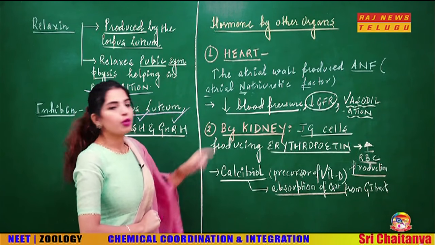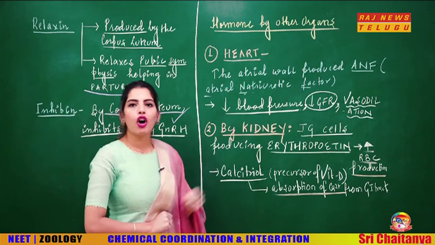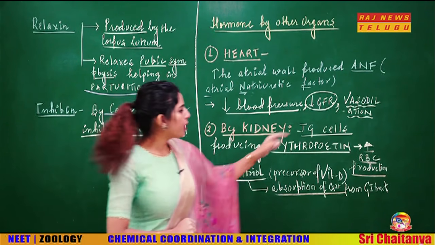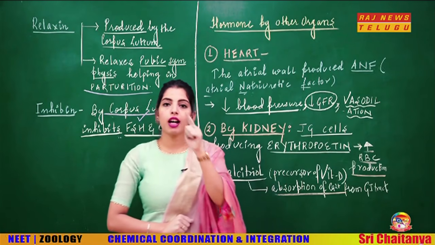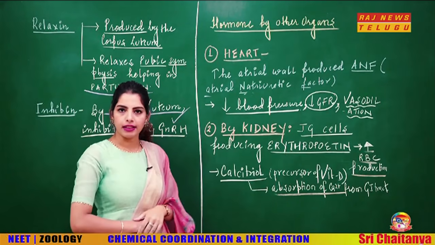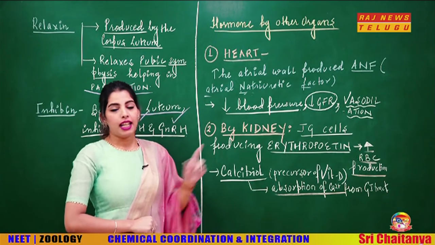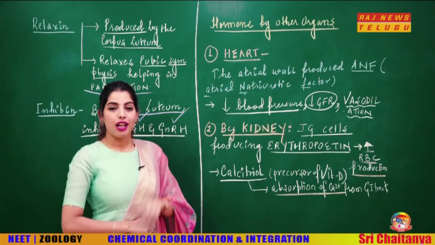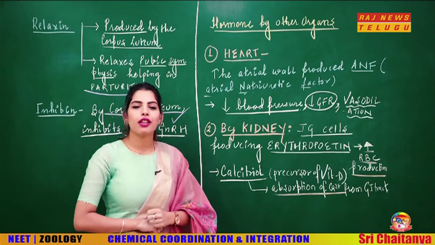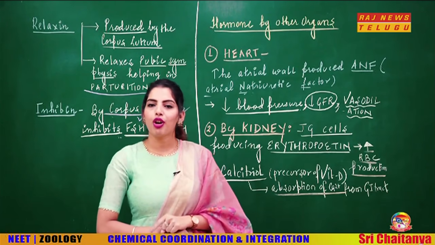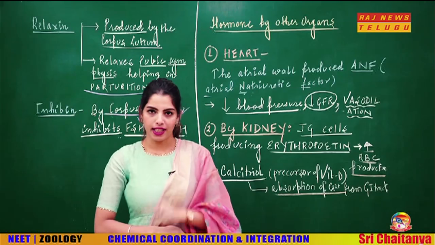Talking about the hormone produced by the kidney, in the kidney you have the juxtaglomerular cells, the JG cells, producing a hormone, erythropoietin. Erythropoietin helps in RBC formation, which means kidneys are also regulating the process of erythropoiesis with the help of the hormone erythropoietin.